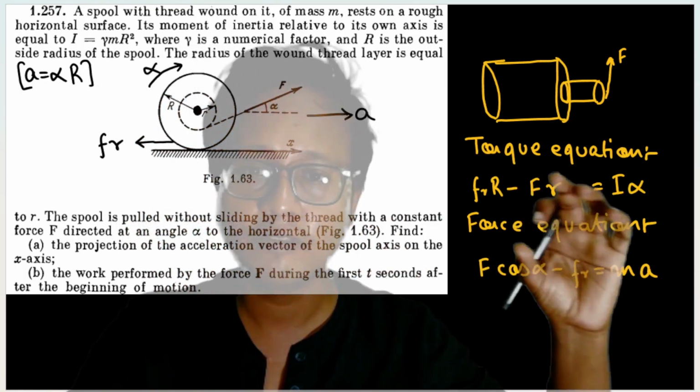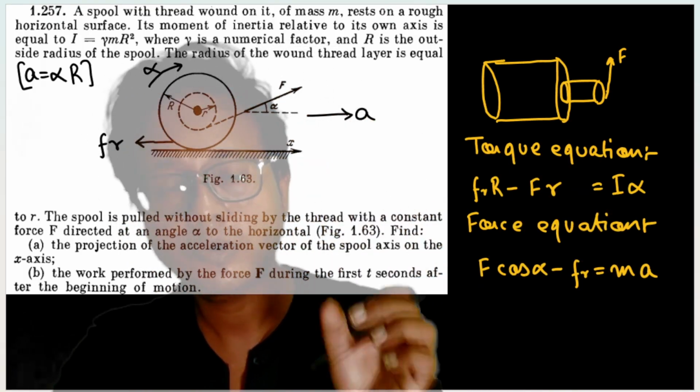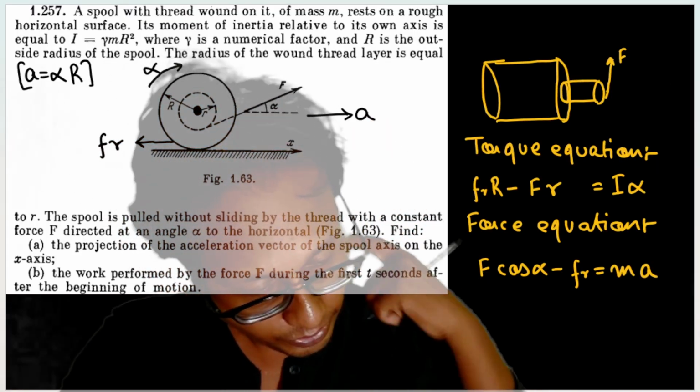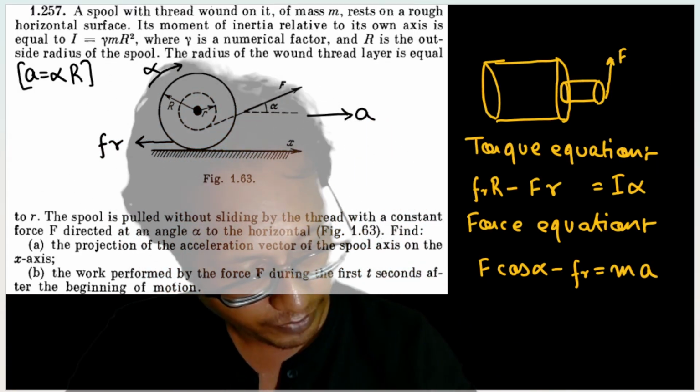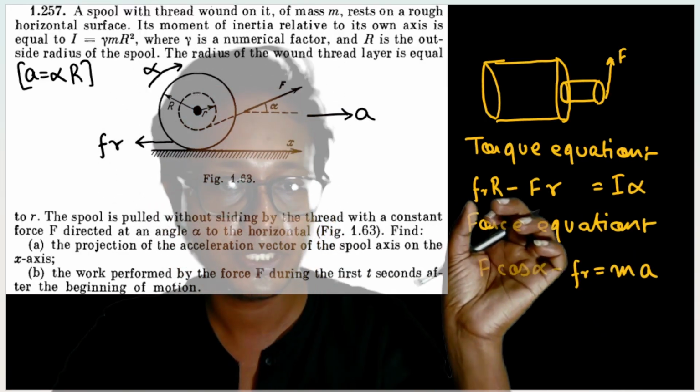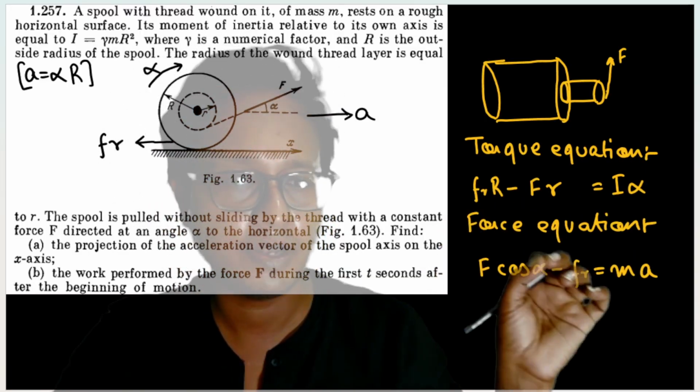Now solving these two equations, I have to get the value of a. We do know that the relation between a and alpha is a is equal to alpha R. So I just have to substitute something out here. Let's take this torque equation and find the value of friction force, and then substitute the value of friction force here and we'll get the value of acceleration.